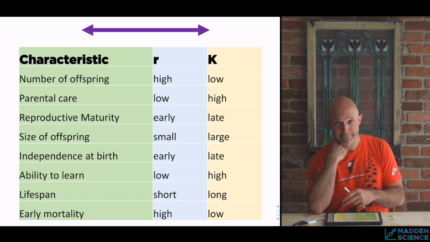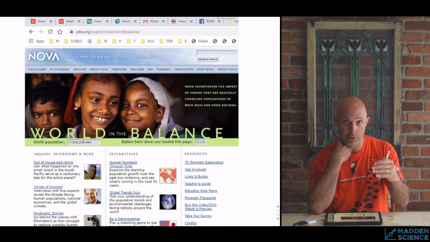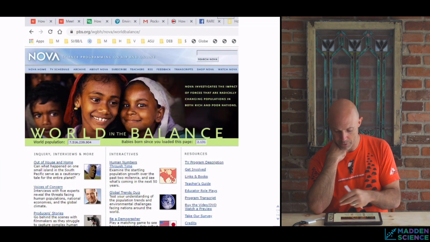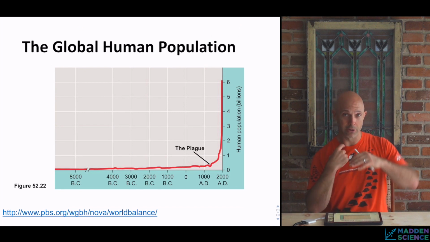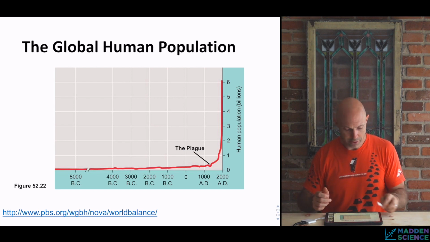All right, that's it. Coming up next, we're diving full into human population. Cool NOVA site with world imbalance. We'll dissect the most famous hockey stick or human population curve here. I guess maybe not most famous. Now we've got CO2 to join.